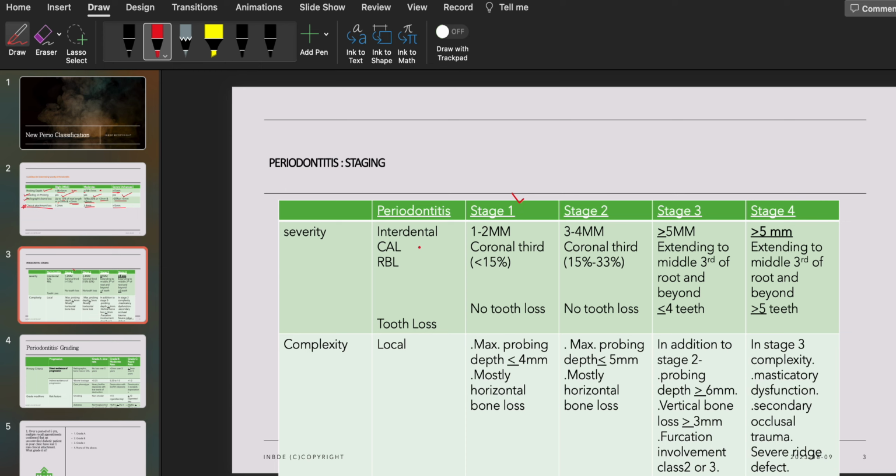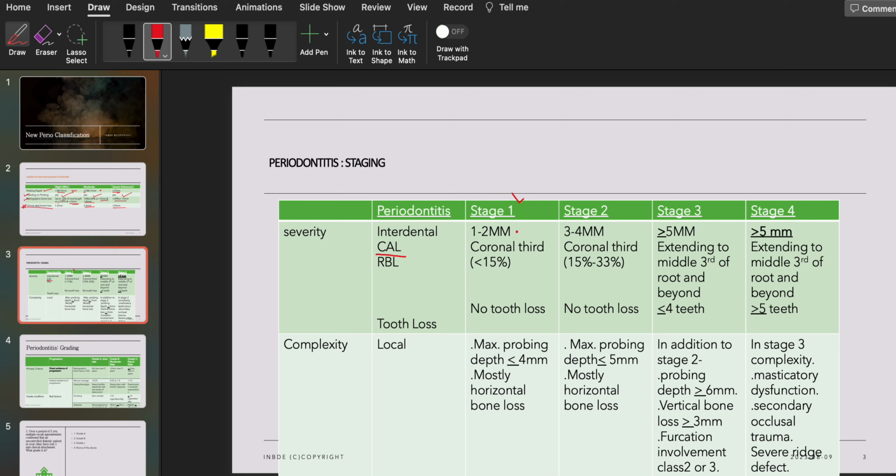Now let's talk about interdental clinical attachment loss. We know that clinical attachment loss can happen on all four different sides of a tooth, but you have to record the clinical attachment loss at the site of the greatest loss. So if the clinical attachment loss at one point is 3 millimeter and at the other point it is 4, you're going to record the 4 millimeter.